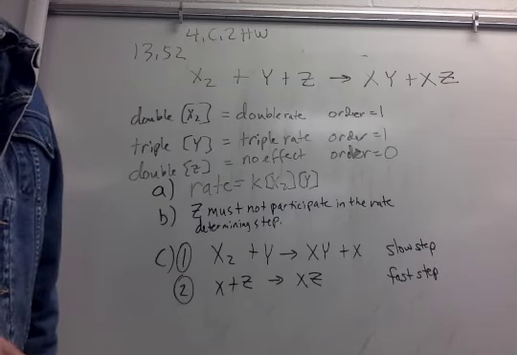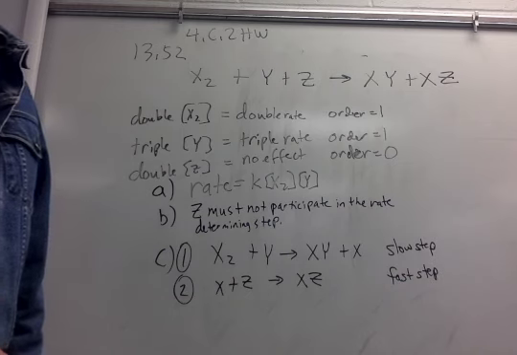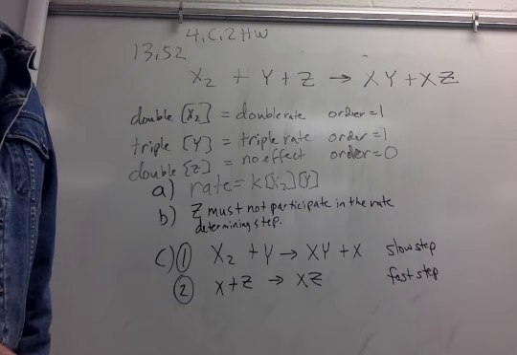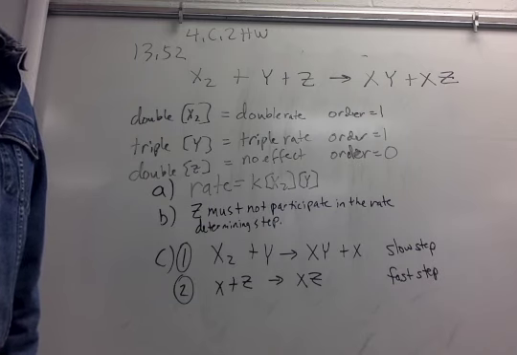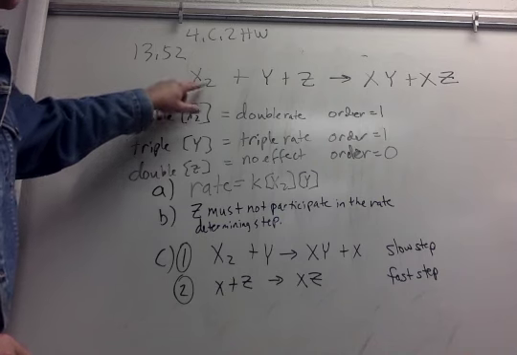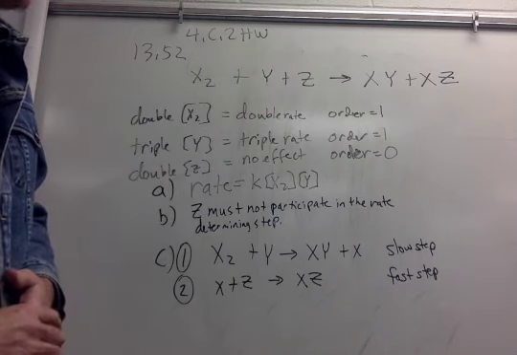Okay, here we have homework 4.C.2, and it's 13.52 in the Chang book. It is a kinetics question about this reaction here, X2 plus Y plus Z, yielding XY plus XZ.